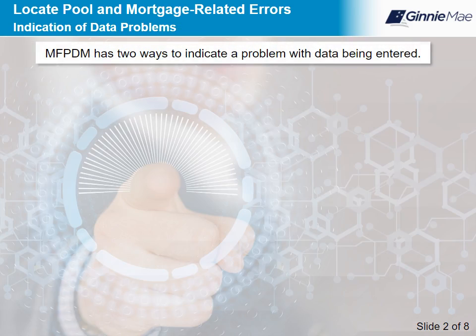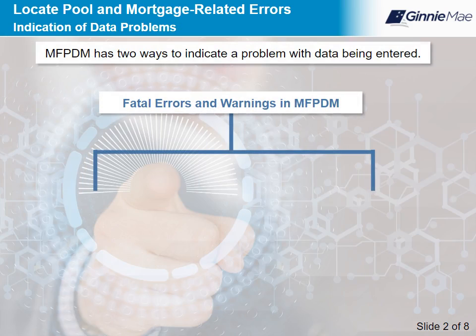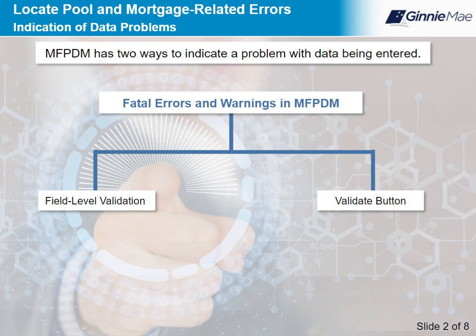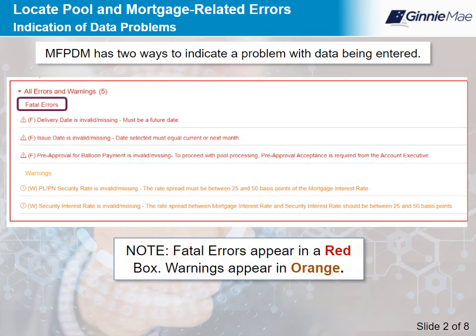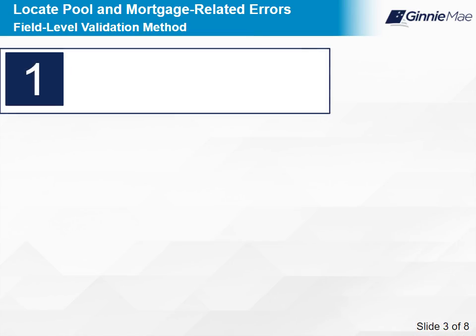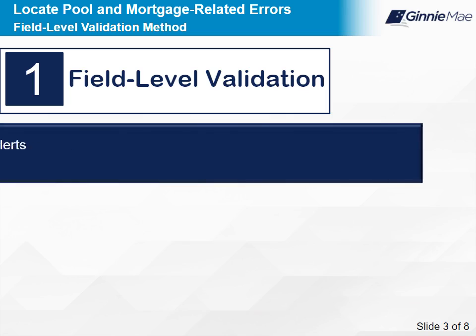Mfpdm has two ways to indicate a problem with the data entered: field-level validation and the Validate button method. Fatal errors appear in a red box. Warnings, which appear in orange below any fatal error messages, serve as notification that something may be incorrect. However, warnings do not have to be corrected before pool submission. Select Next to continue.